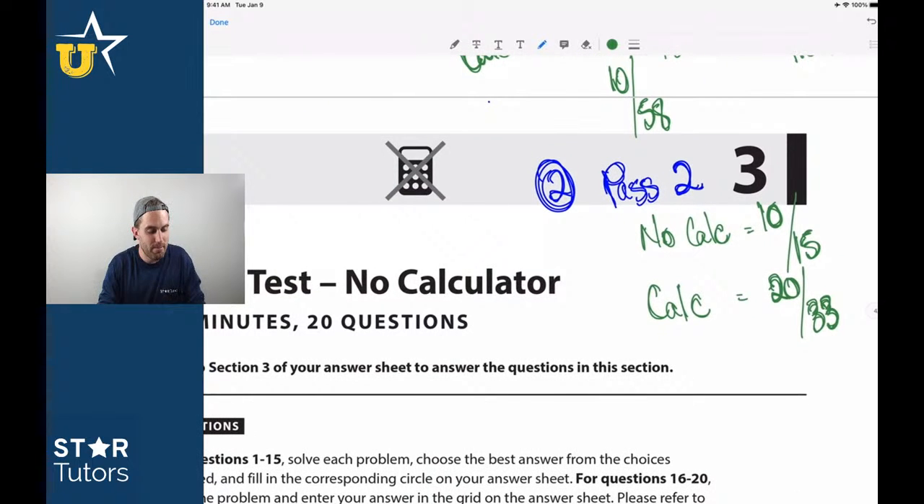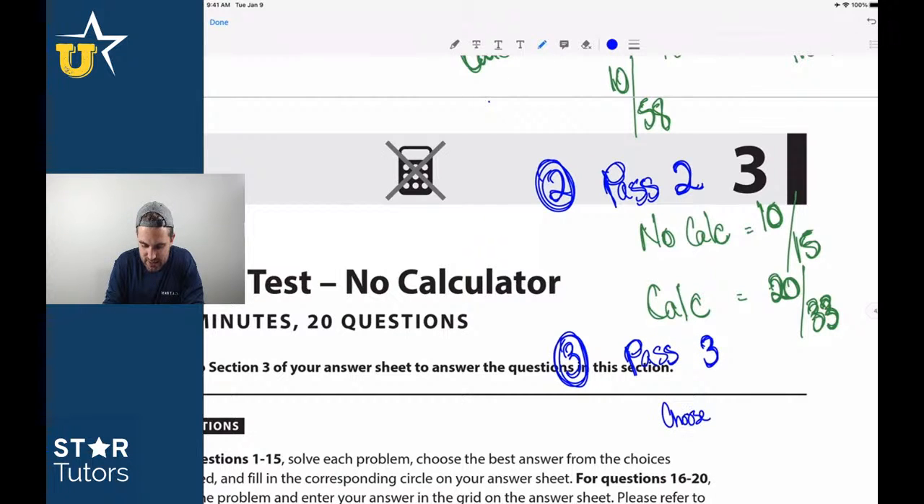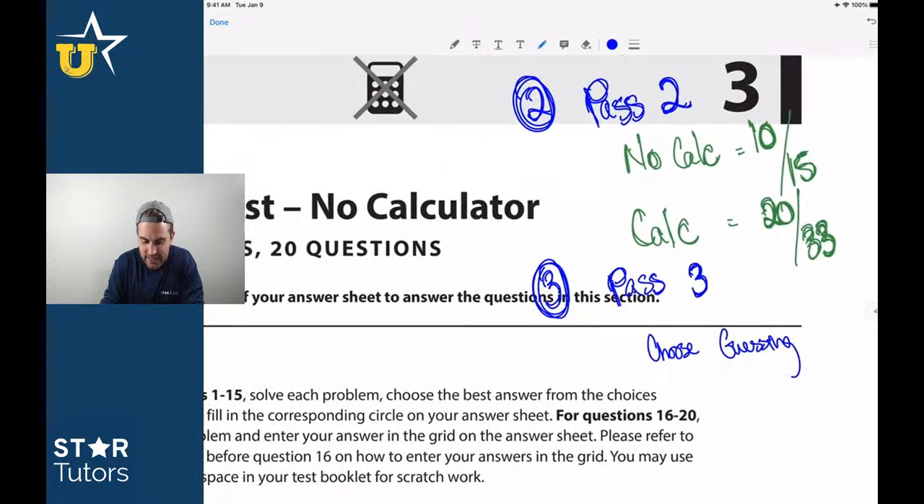And then we're going to remember that we also get the needed bump of pass number 3, where we get to choose a guessing letter. And that's going to give us a few more questions right. So pass 3, we choose a guessing letter, and it's got to be the same one, for all skipped questions, and use that guessing letter for the rest of the test.